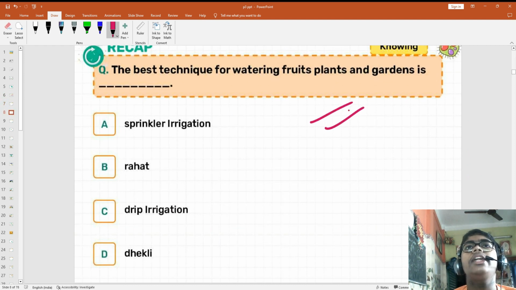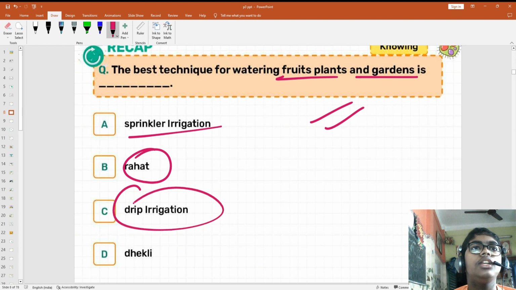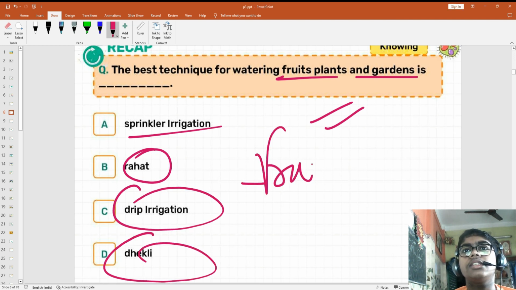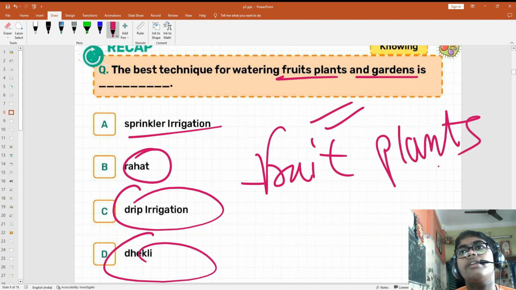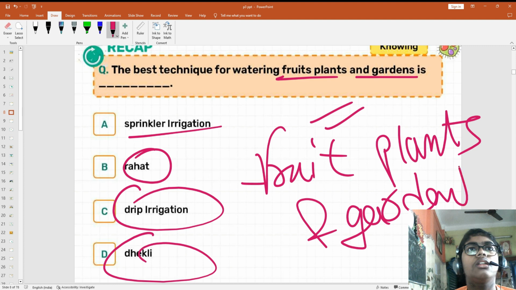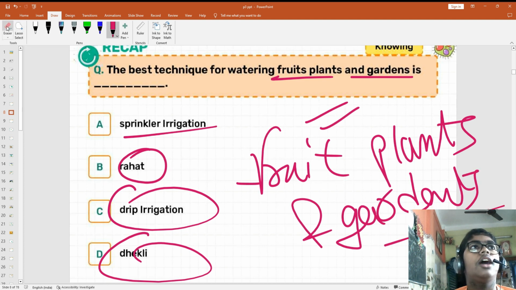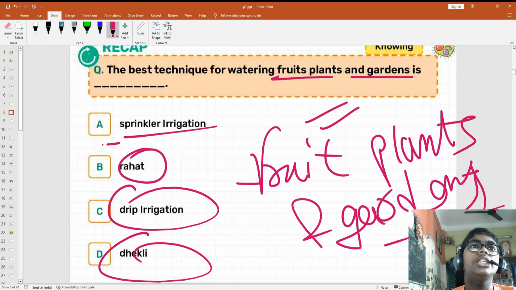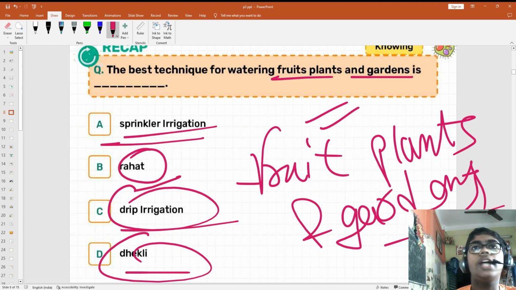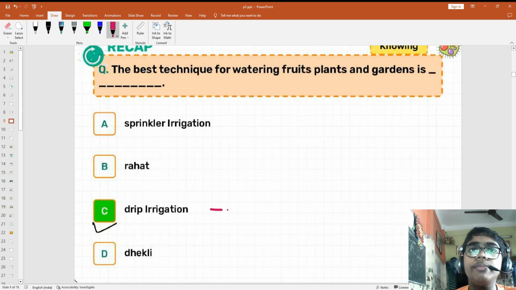The best technique of watering fruit plants is sprinkler, rahat, drip irrigation, or dekli. Fruit plants. Let me know in the chat box because today the chat box will be on. So no answer is coming like rahat or dekli because they are traditional. The answer will be within sprinkler or drip irrigation. The answer will be what? Drip irrigation.